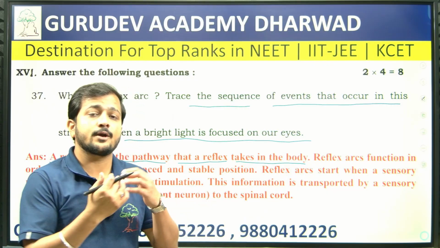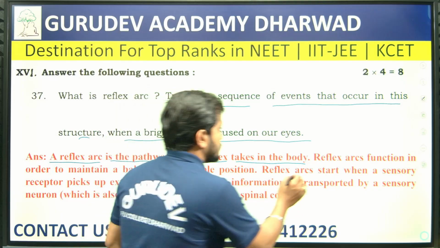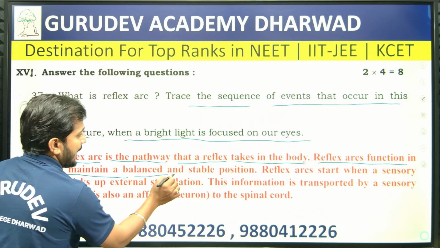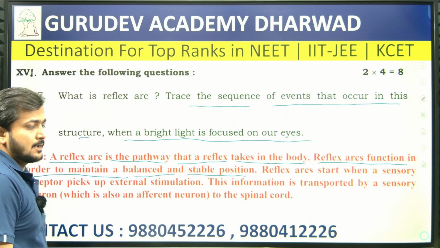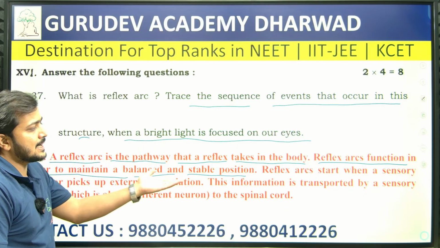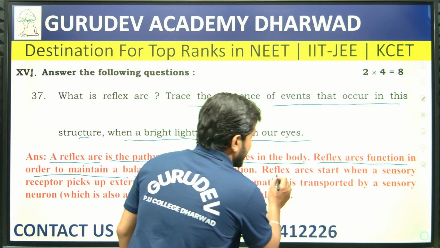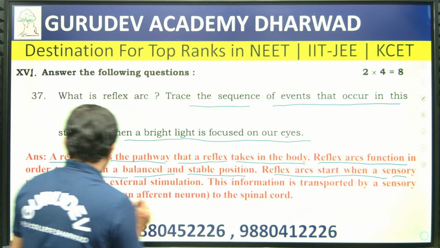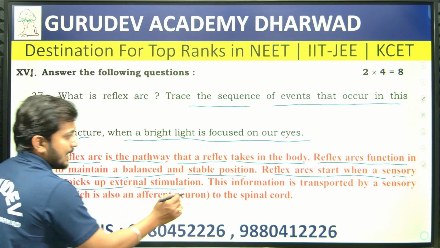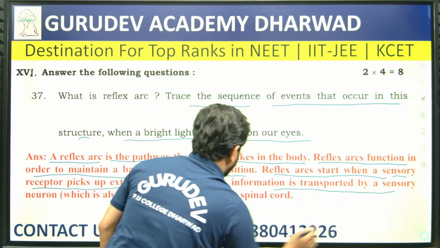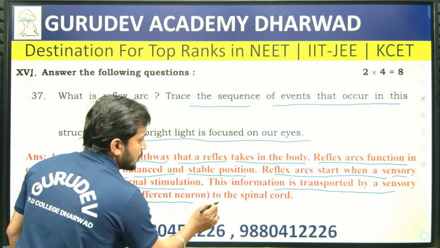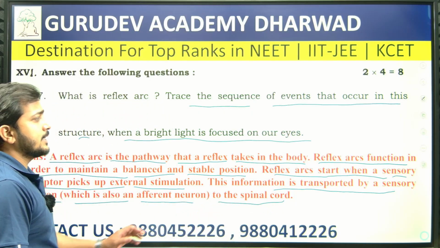Based on that we are going to carry out the reflex action. So reflex arcs function in order to maintain a balanced and stable position. Reflex arc starts when a sensory receptor picks up external stimulation, and this information is transported by the sensory neuron, which is also an afferent neuron, to the spinal cord.